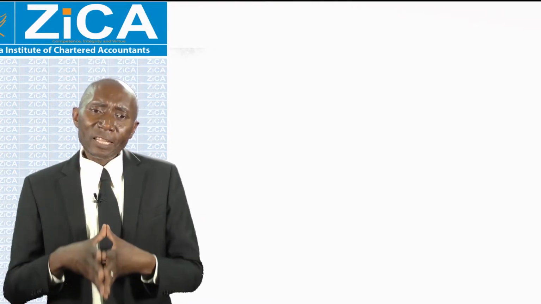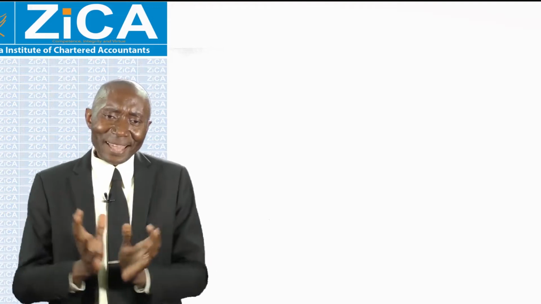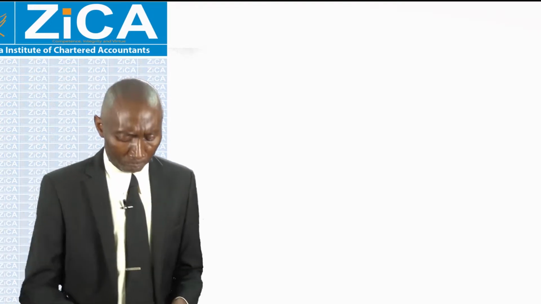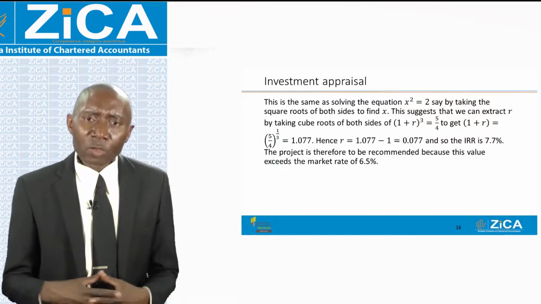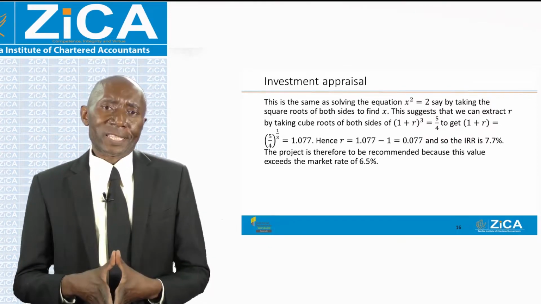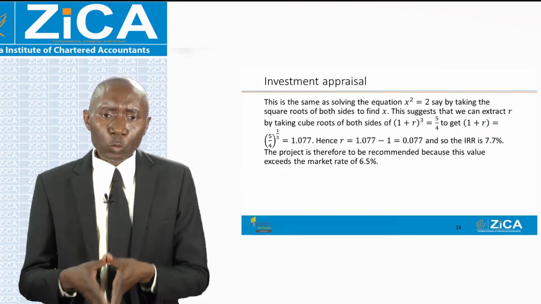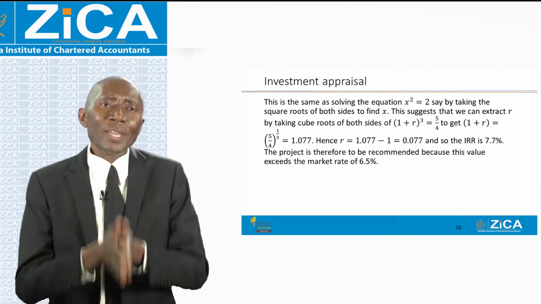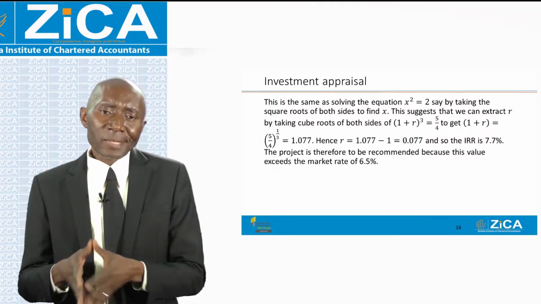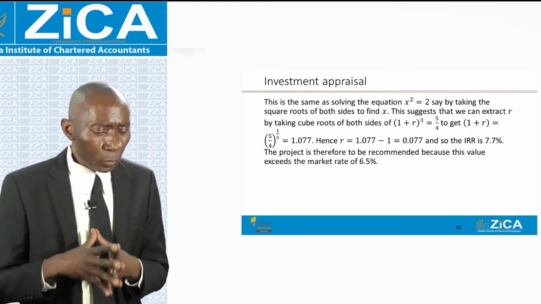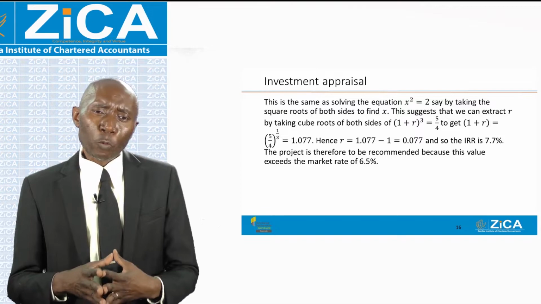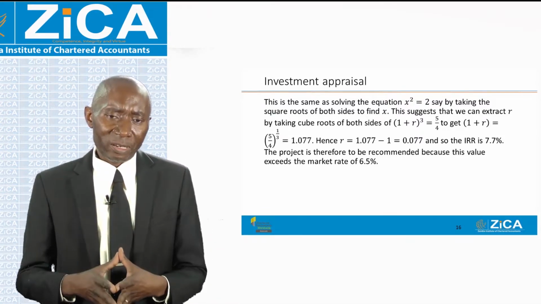Now, here again, the problem is to solve for R, which is trapped inside the brackets. How do we solve for that R? You have, for instance, x squared equal to 2. How do we solve for the value of x? We take the square root on both sides, which will give us x equal to square root of 2. We do the same thing with our formula, where it is to the power 3. Take the cube root on both sides, so that it will give you 1 plus r, which will be equal to 5 over 4, but raised to the power 1/3.